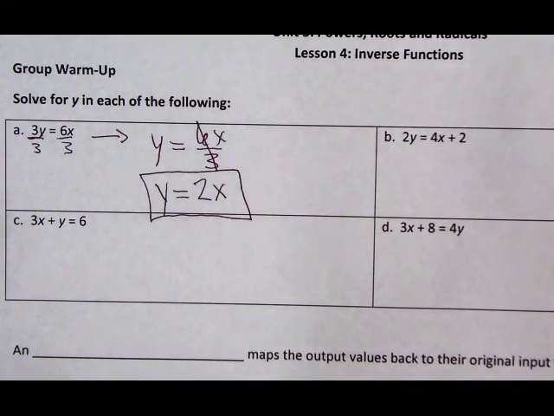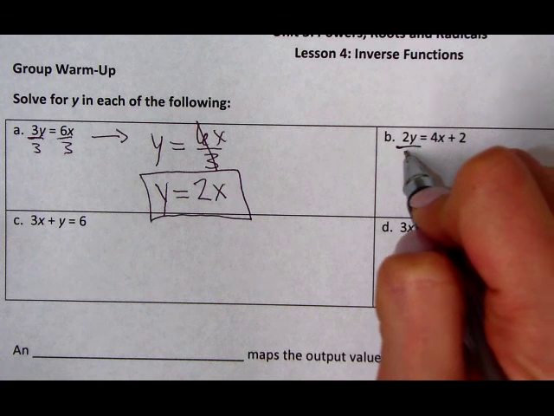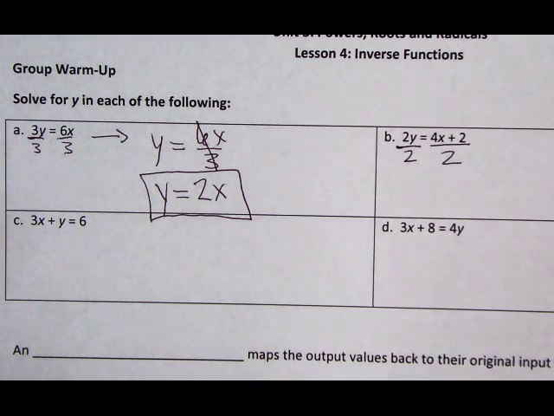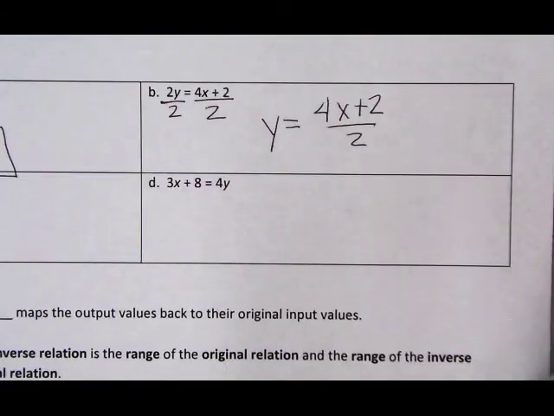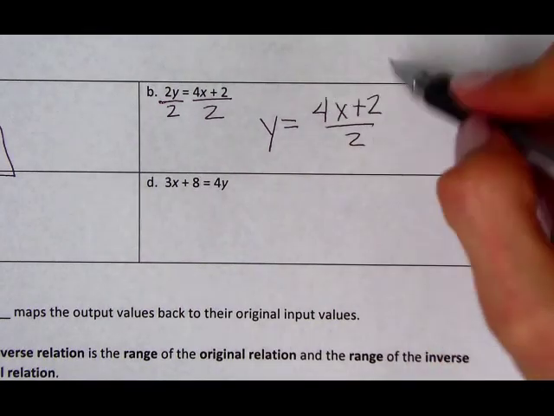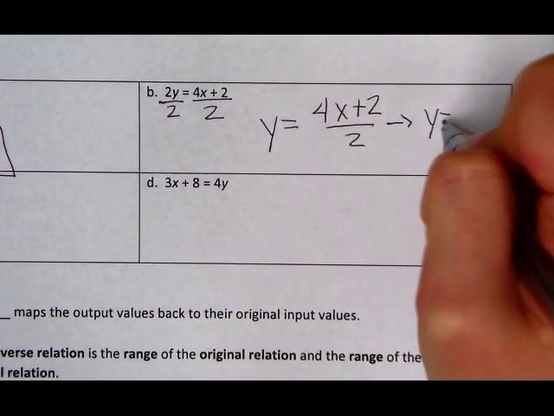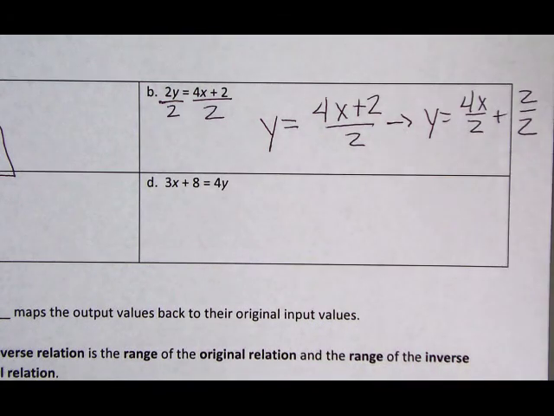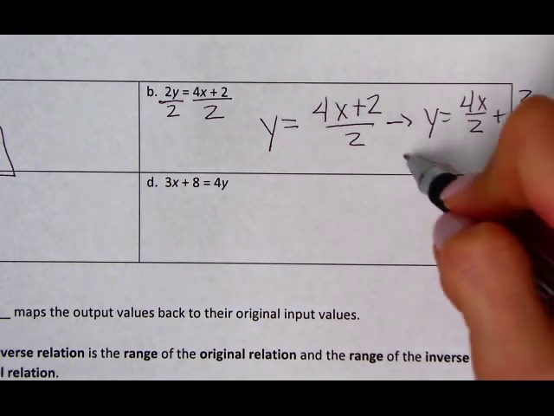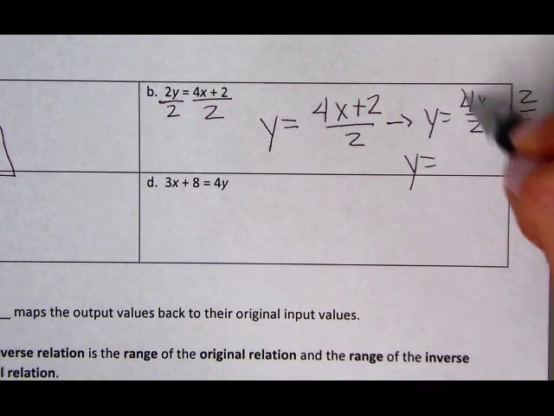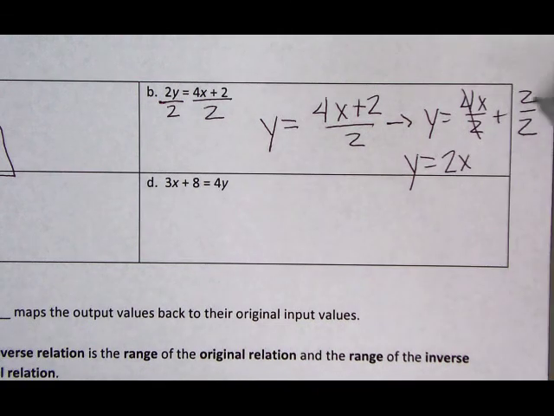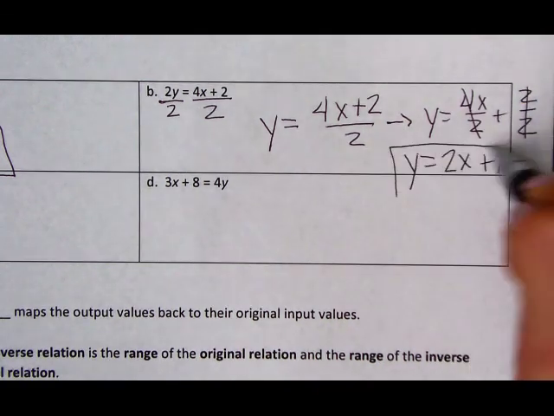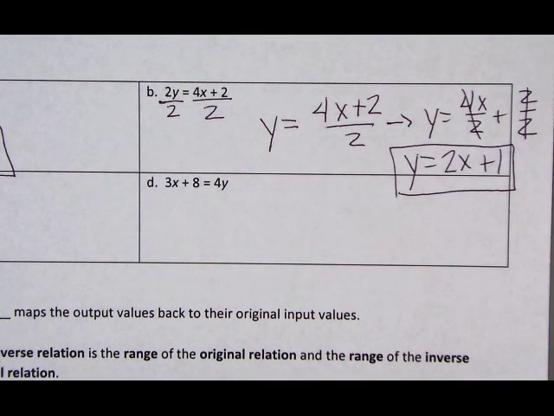Letter B, we want to solve for y all by itself. It's attached to 2, so we have to move it, which means we have to divide both sides by 2. When we do that, we get y is equal to 4x plus 2 all over 2. I can separate these two from each other. So I get y is equal to 4x over 2 plus 2 over 2. And since we can simplify both of these terms, 2 goes into 4 2 times, so I get 2x. 2 goes into 2 1 whole time, so I get 1. So I get y is equal to 2x plus 1 for letter B.